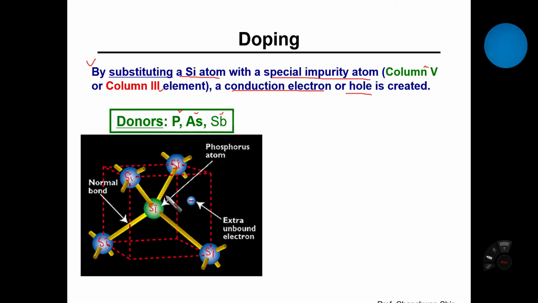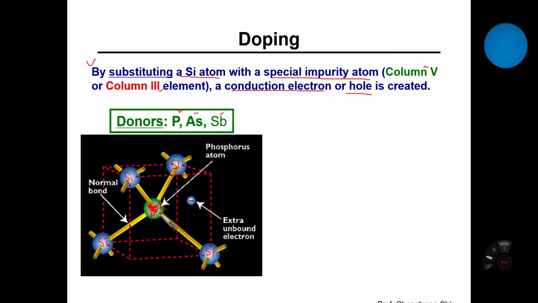This is the basic structure of how the silicon atoms are combined and bonded with the neighboring silicon atoms, four neighboring silicon atoms. What if instead of this silicon, let's use arsenic or phosphorus? What would happen?